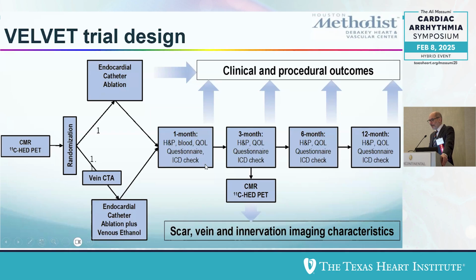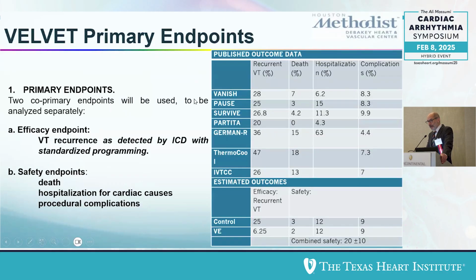And we're adding some imaging studies. It's a unique opportunity to have a randomized study of VT ablation. So we're doing a lot of imaging sub-studies to delineate the scar and the vein characteristics and innervation imaging characteristics. Let me speak a little bit about the innervation later. Primary endpoints are basically a safety endpoint and an efficacy endpoint. Efficacy is VT recurrence, and for safety, this is a complex and risky procedure, so we want to look at death, hospitalization for cardiac causes, and procedural complications.